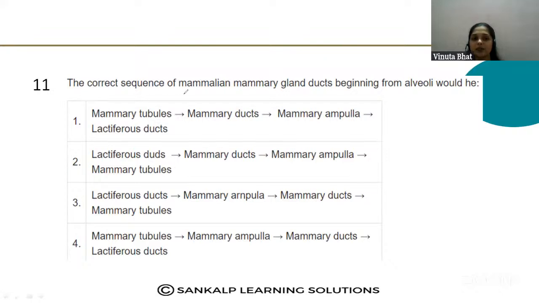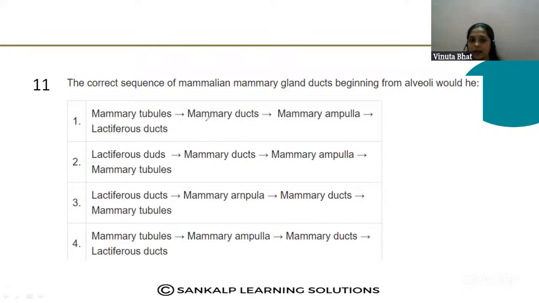The correct sequence of mammalian mammary gland ducts beginning from the alveoli would be. So let us find out the correct sequence.